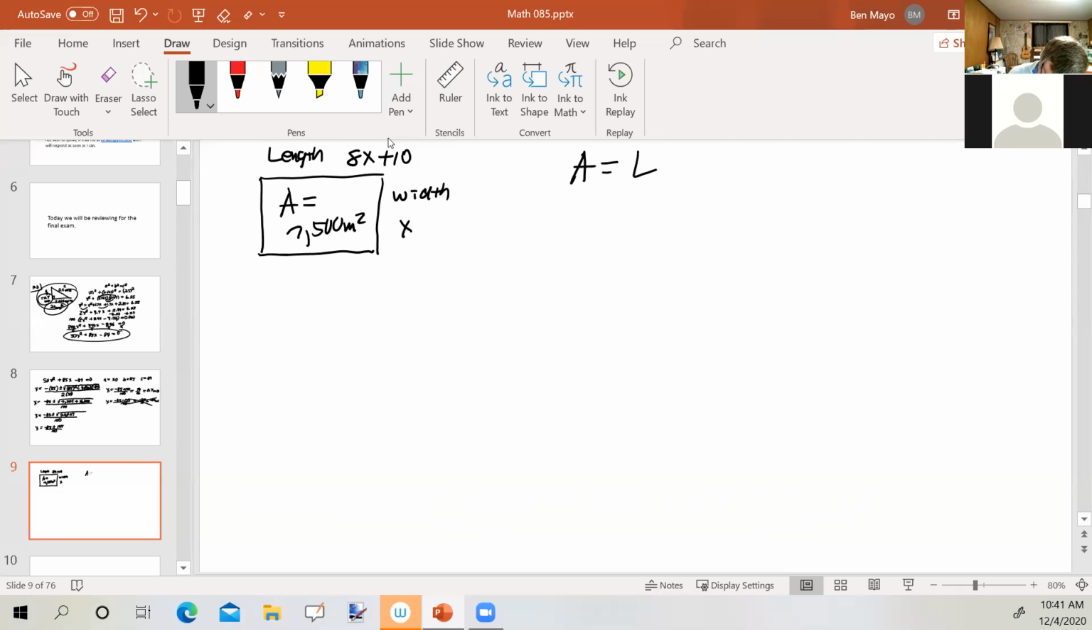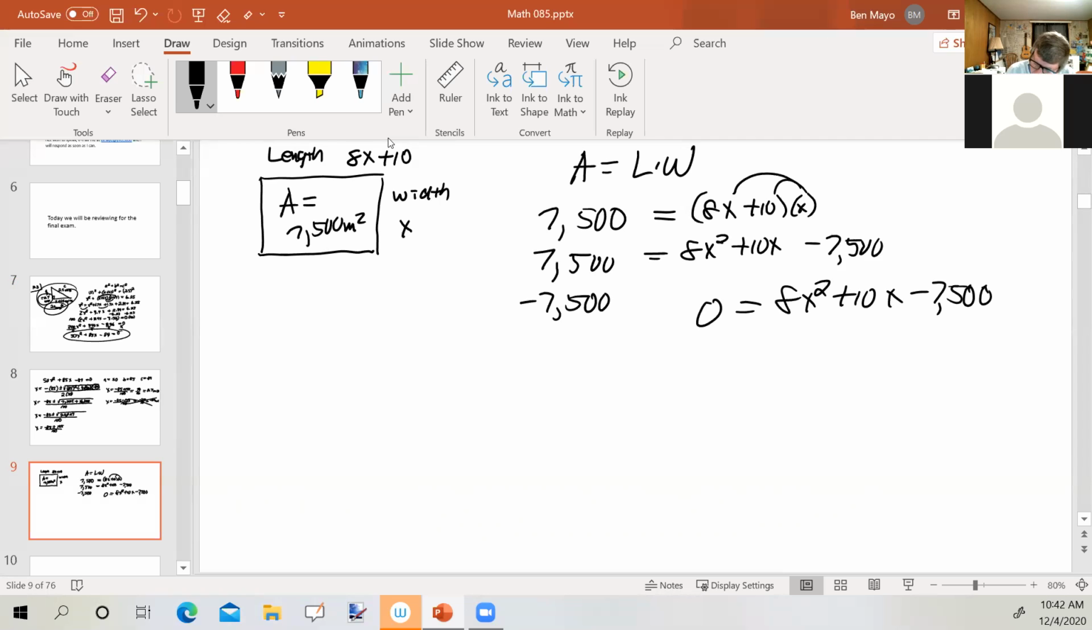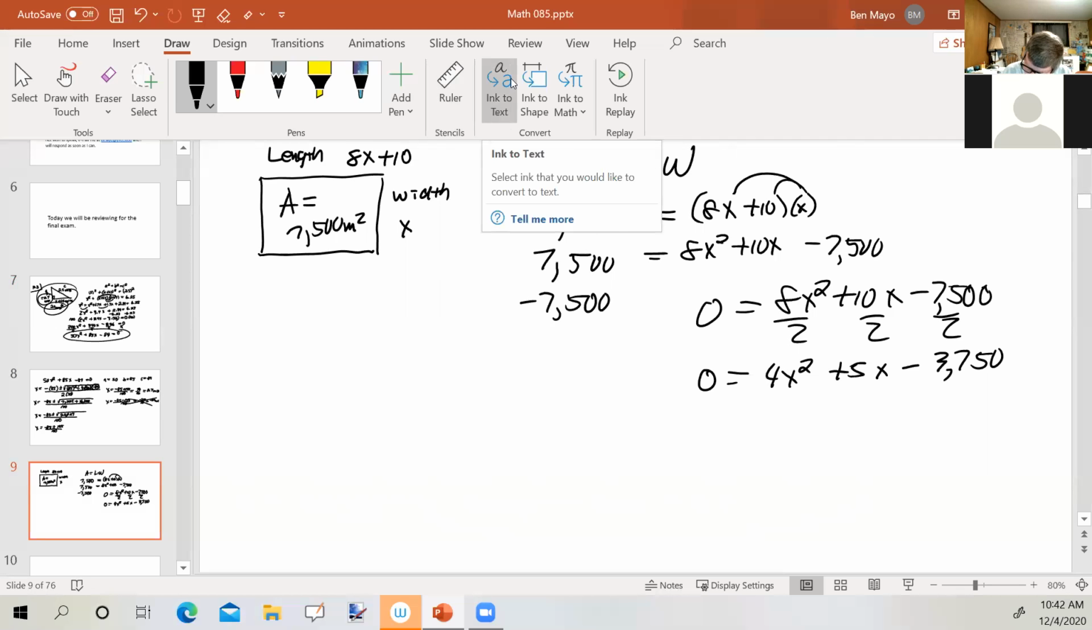Using the formula, area equals length times width, we get the following equation: 7,500 equals 8x plus 10 times x. So now, simplifying this equation, 7,500 equals 8x squared plus 10x. I'm going to subtract 7,500 from both sides of the equation. So we get 0 equals 8x squared plus 10x minus 7,500. All of my coefficients are even, so I could divide through by 2. 0 equals 4x squared plus 5x minus 3,750. Okay, so there is my formula.